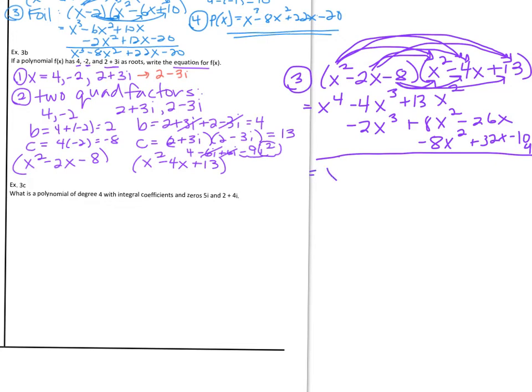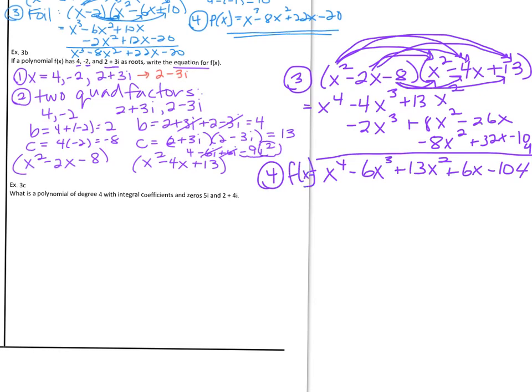All right, we have x to the 4th. And then in our second column, -4 minus 2 is -6x cubed. Look at this. 13x squared plus 8x squared minus 8x squared would give us 13x squared. All right, negative 26x plus 32x would give us plus 6x. And then minus 104. So I'm going to do a little cheat here and call that step 4 and identify this as f of x.